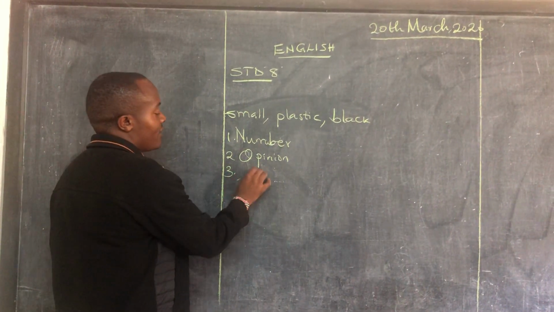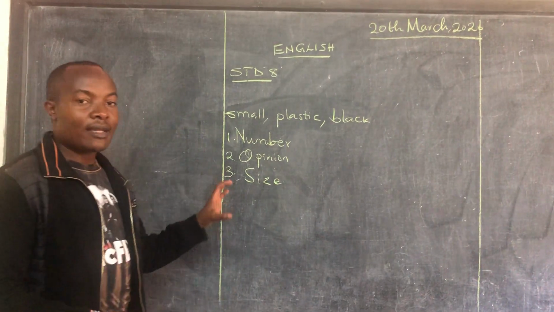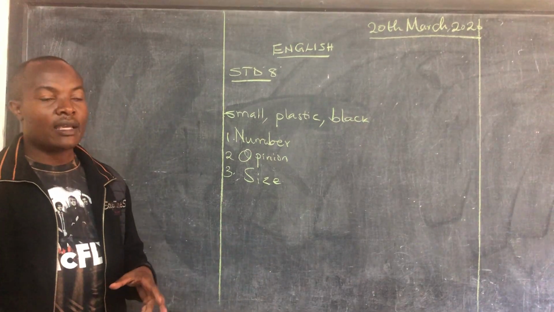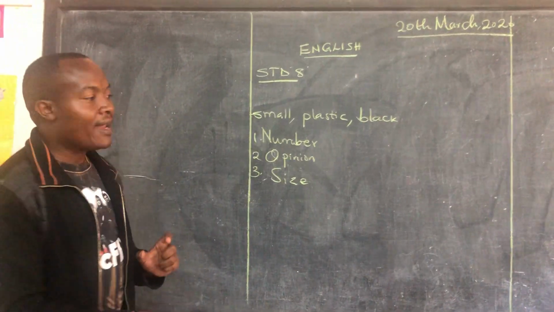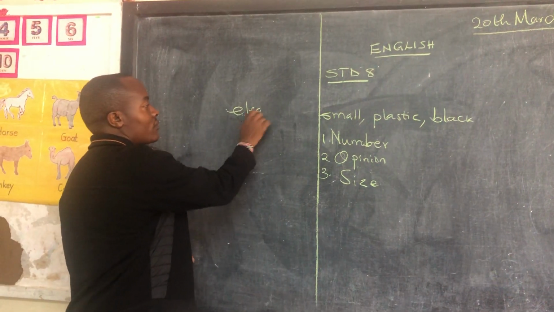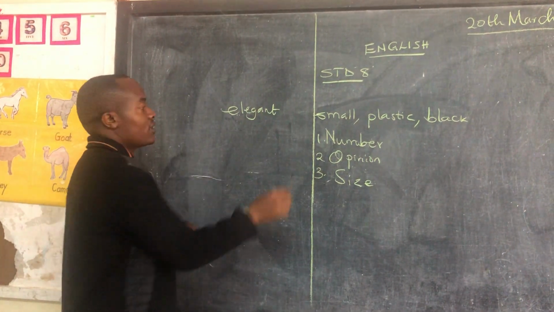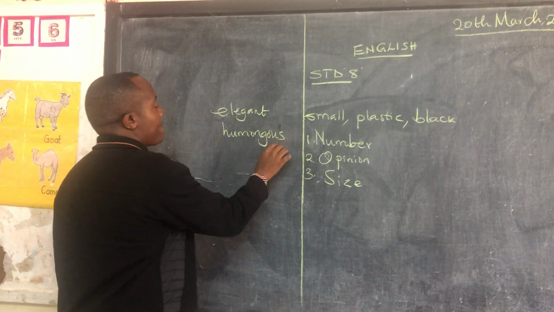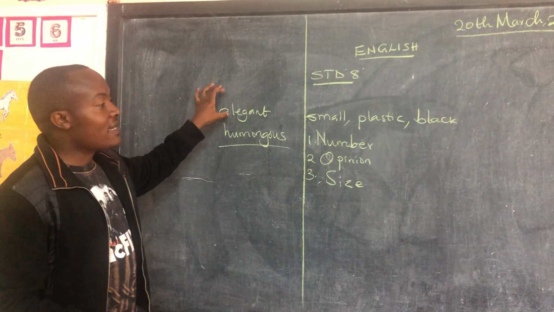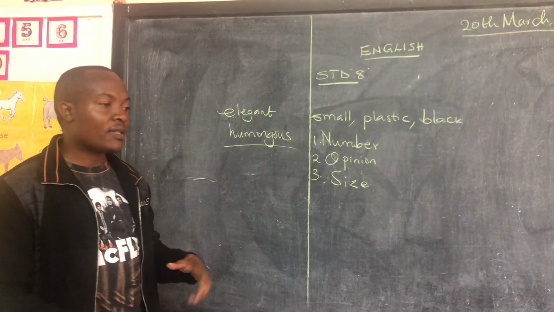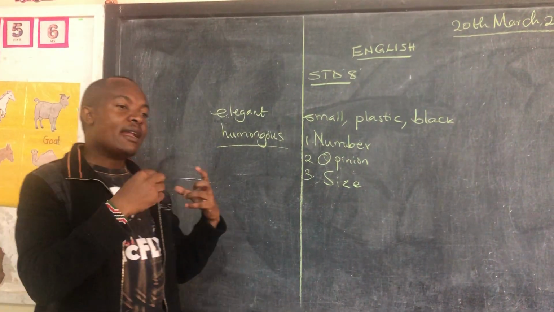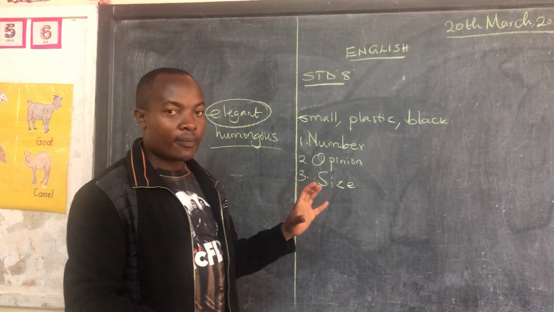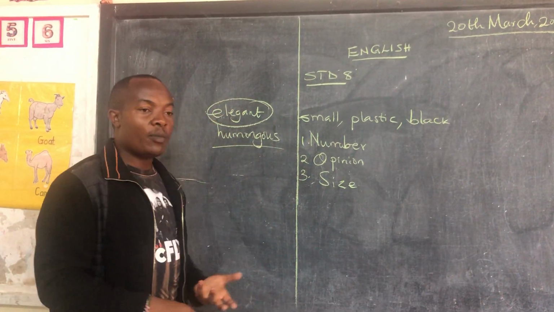Number 3, we'll have the size. The size, how big is it? How small is it? Is it minute? Is it large? Is it humongous? And so on. And don't confuse the word elegant with the word humongous. Now, elegant does not mean its size. When you say elegant, you mean how nice does it look. So elegant will be under opinion. It will not be under size, but humongous will be under size.